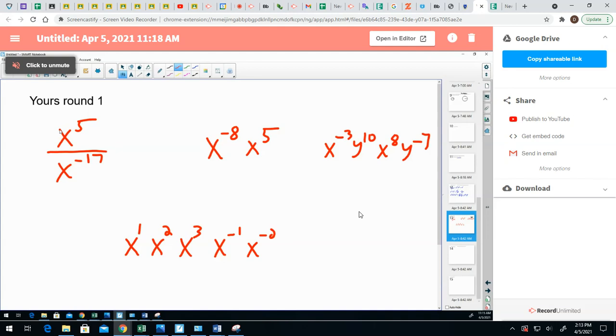times x to the minus 1, x to the minus 2, x to the minus 3. Okay, so try your best with that one. With x's, remember: move them, combine them, cancel them. You can do it. So you want to pause and do that right there.